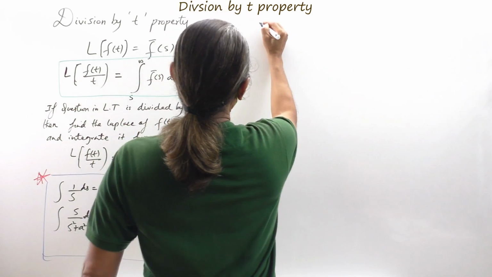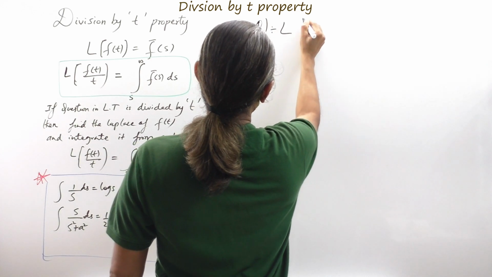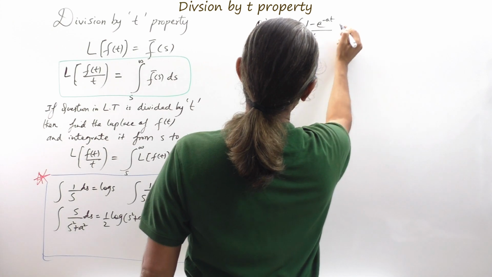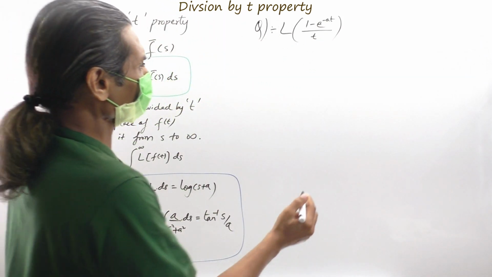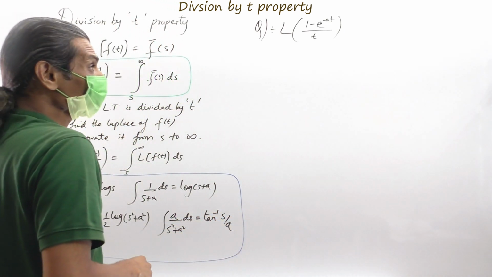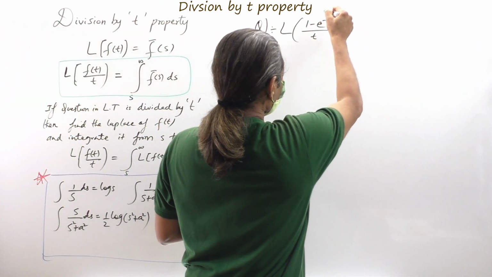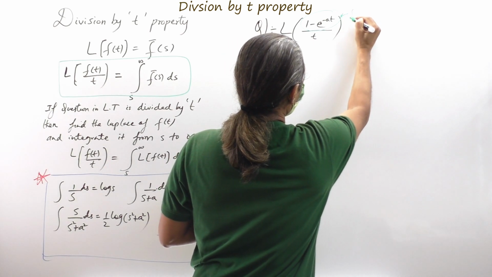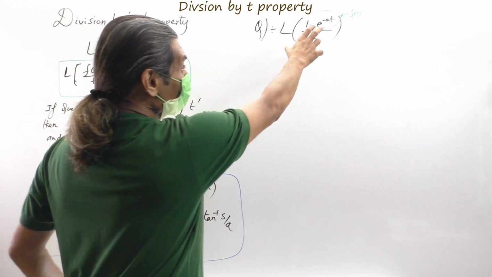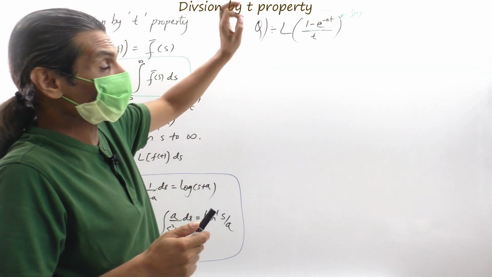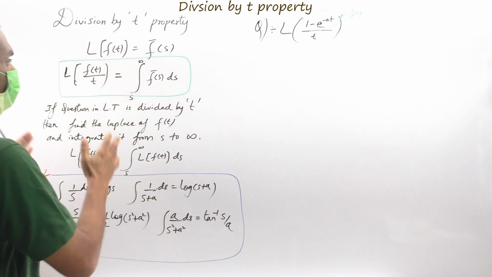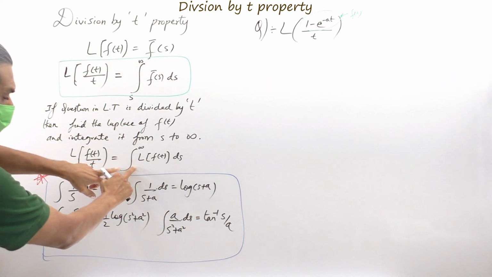So, let us take this question here. Find the Laplace of 1 minus e raised to minus a t whole divided by t. See the question here. Here, 1 minus e raised to minus a t divided by t. See, this is f of t, upon t. So, what does it mean? F of t upon t. What is the f of t? 1 minus e raised to minus a t, upon t means the division by t property. So, what does it say? It says simply nothing but integration from s to infinity.